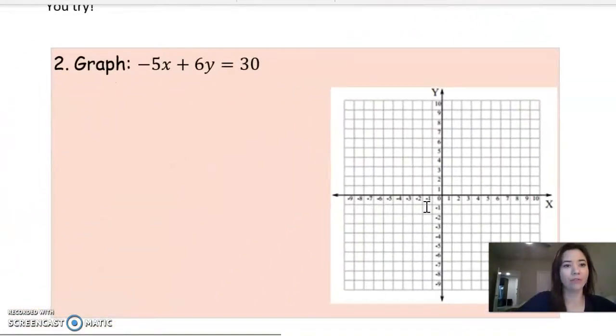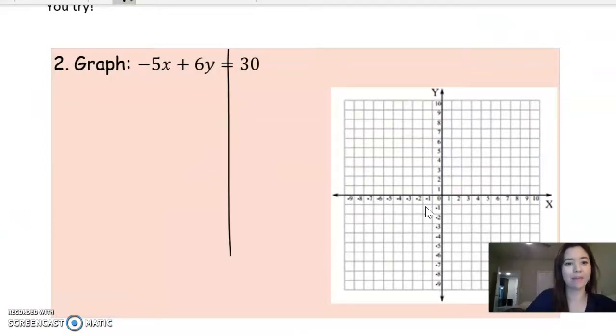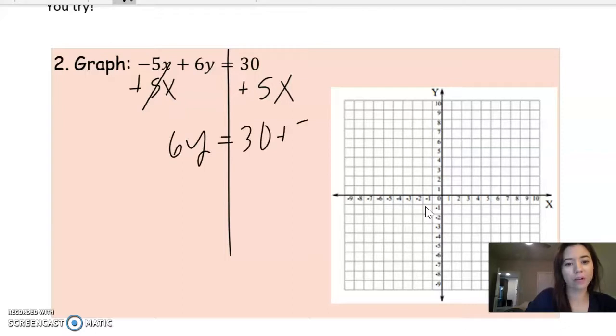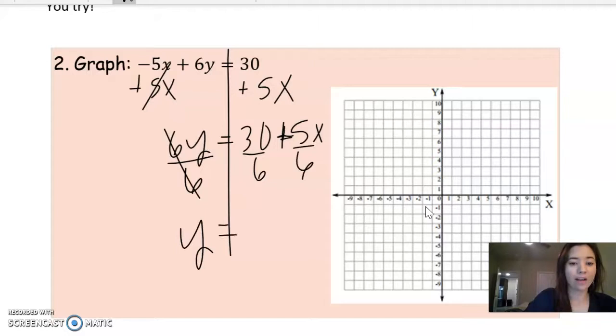All right, hopefully you gave this a try. Let's go ahead and see what this comes out to be. So again, we move the x term first, so let's add 5x to both sides here. And now we have 6y equals 30 plus 5x. And then we're going to divide by the 6. And we get y equals 30 divided by 6 is 5. And then we can keep that as a fraction, 5 over 6x.